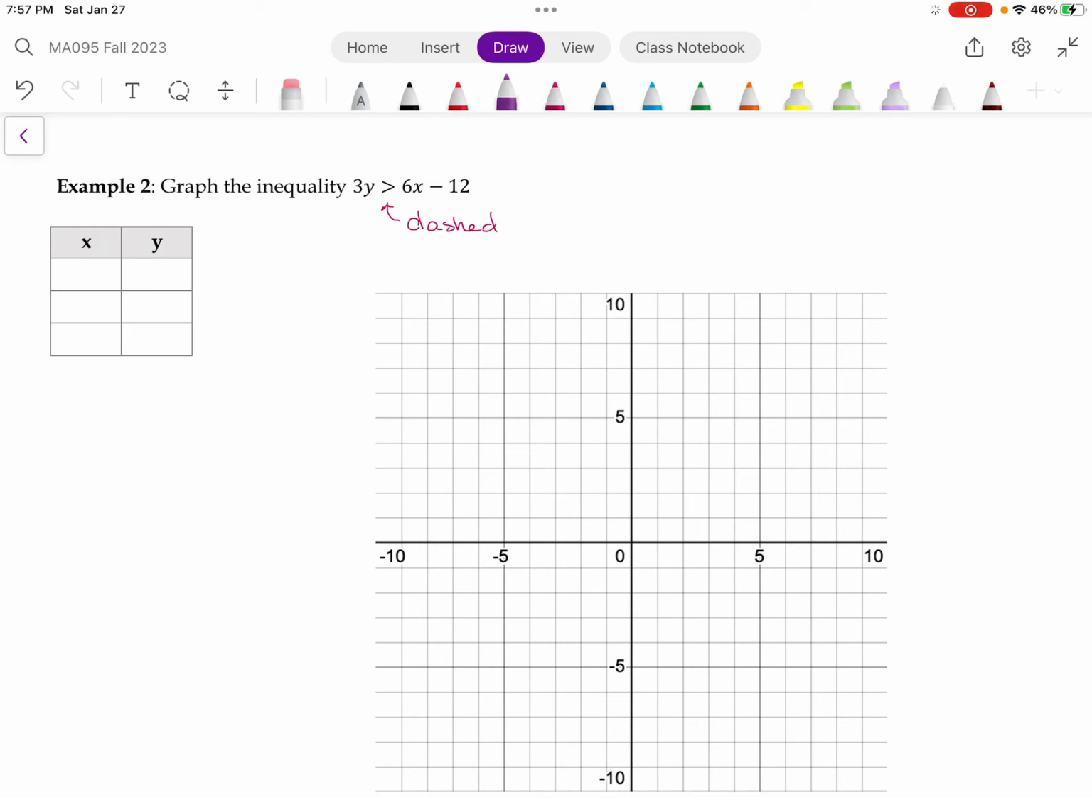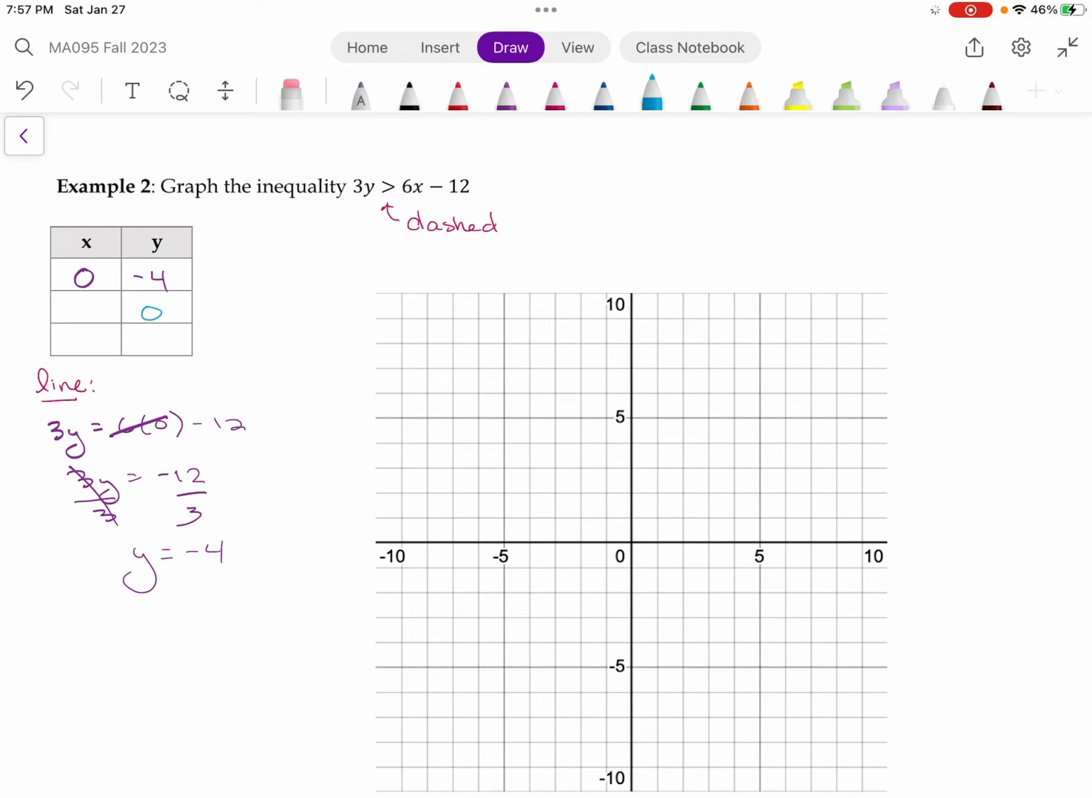Okay, the next thing we are going to do is make our dashed line, but we have to find some points so we can do that. So I'm going to make x equal to 0, and I get 3y is equal to 6 times 0 minus 12. So 3y, this goes away, equals negative 12, divide by 3, and I get that y is equal to negative 4.